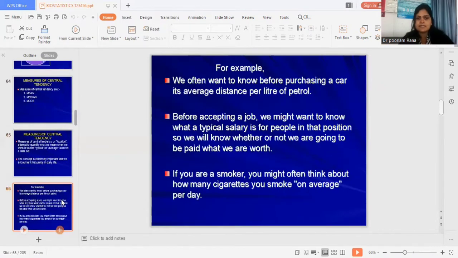Let's see one example. Before purchasing a car, we often want to know its average distance per liter of petrol. Before accepting a job, we might want to know what the typical salary is for people in that position, so we will know whether we are being paid what we are worth. If you are a smoker, you might often think about how many cigarettes you smoke on average per day.